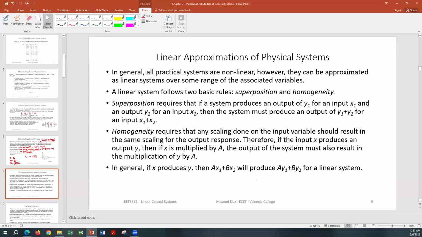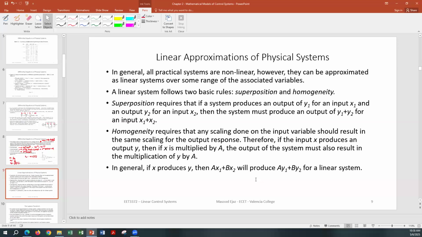There are two requirements for linearity. The system has to follow the superposition principle. That is, if you have one input given to the system that is producing an output, and if you have another input that is producing another output, if your input is a combination of these two inputs, then the output should be the combination of the two outputs. That is superposition principle, and that follows linearity.